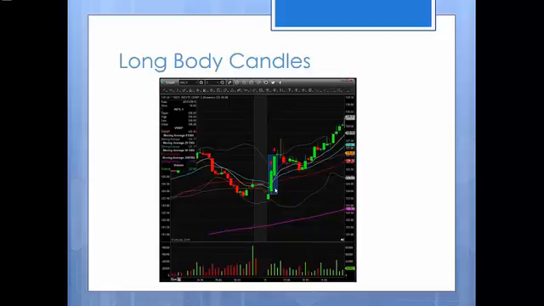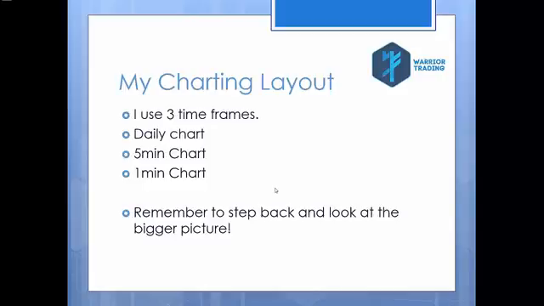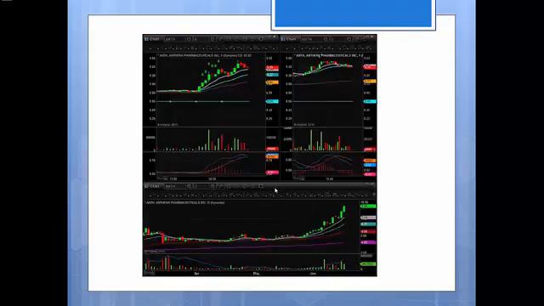The charting layout that I use has 3 time frames. All right, we've got the daily chart, the 5-minute chart, and the 1-minute chart. I keep the daily chart on there because I always want to remember to step back and look at the bigger picture. The 5-minute chart and the 1-minute chart, they are always occurring in the context of the daily chart. So if the daily chart is very, very weak, it's important to recognize that and to see that.